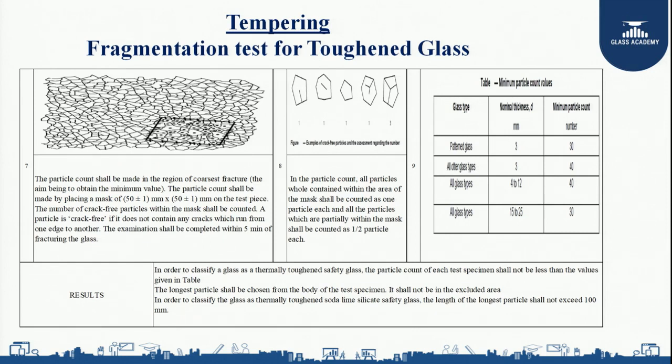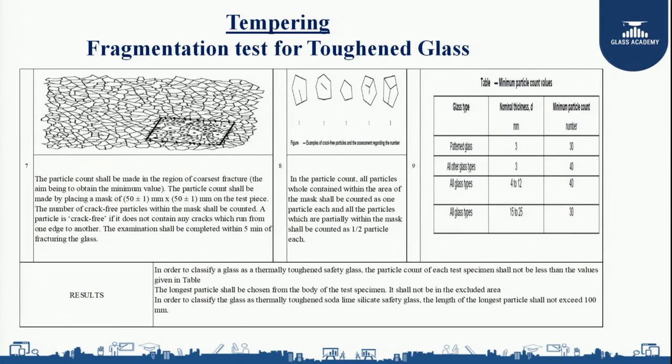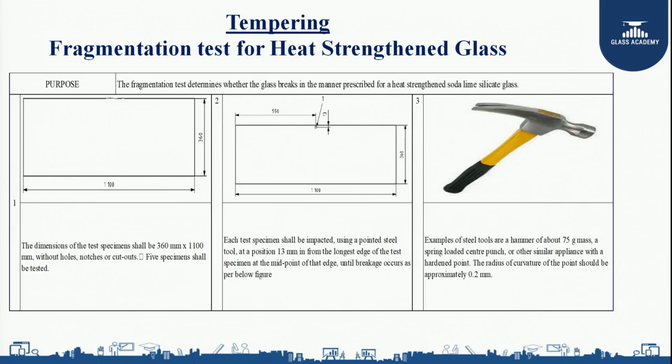So basically I need to understand 3 points at the time of conclusion. What is the particle count that I am getting? It should be minimum 40 if my thickness is 4 to 12 mm. I need to see the longest particle and it should not be in the excluded area, and the longest particle length should be not more than 100 mm. So this is how I am ensuring the tempered glass quality through fragmentation test.